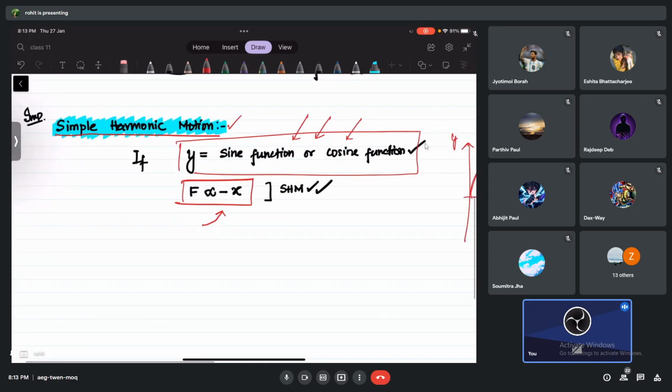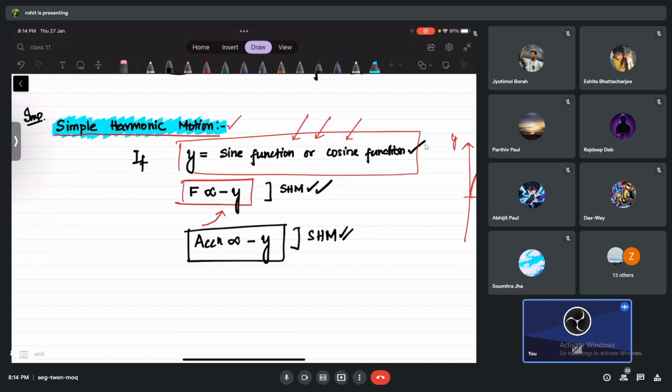I'll give you some more ways to define it. If I can write the acceleration of the object as minus, let me not write x here, let me write y because I have used y. If acceleration is found to be negatively dependent on the position, then also I'm going to call it what kind of motion, guys? Simple harmonic motion. Same ideas.